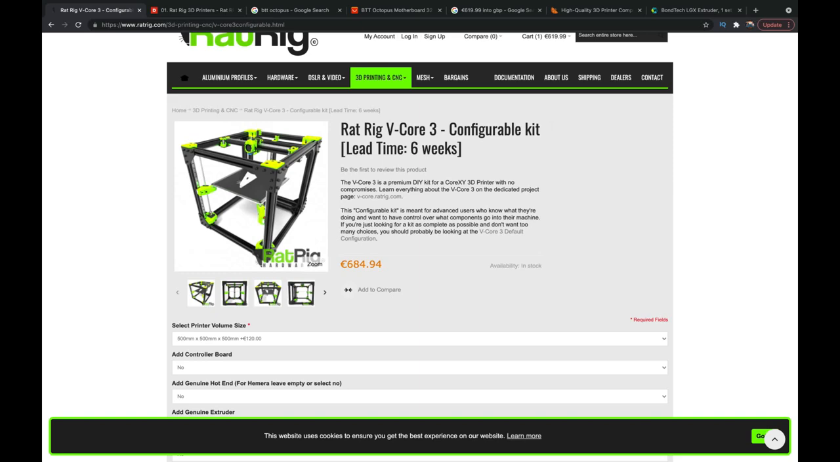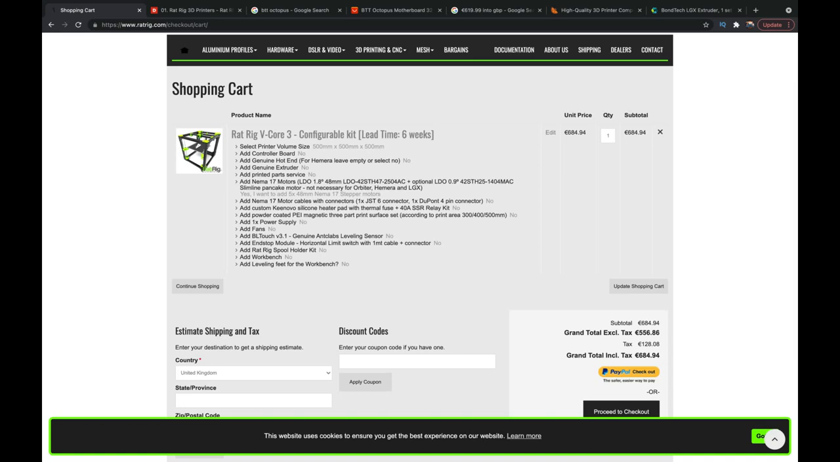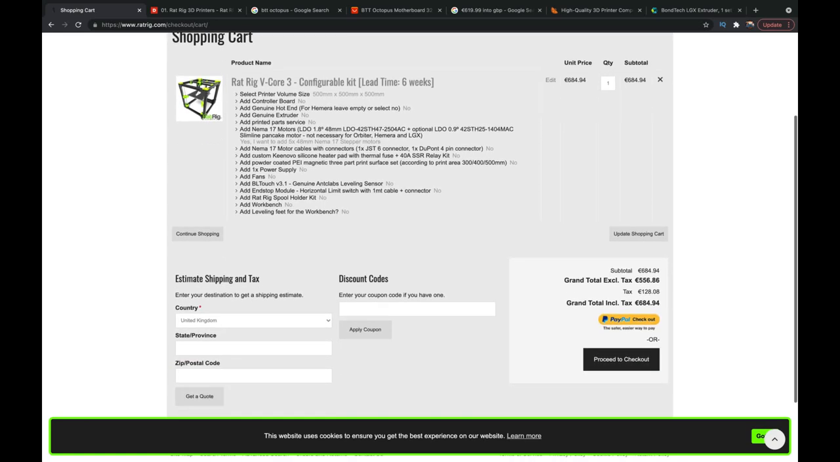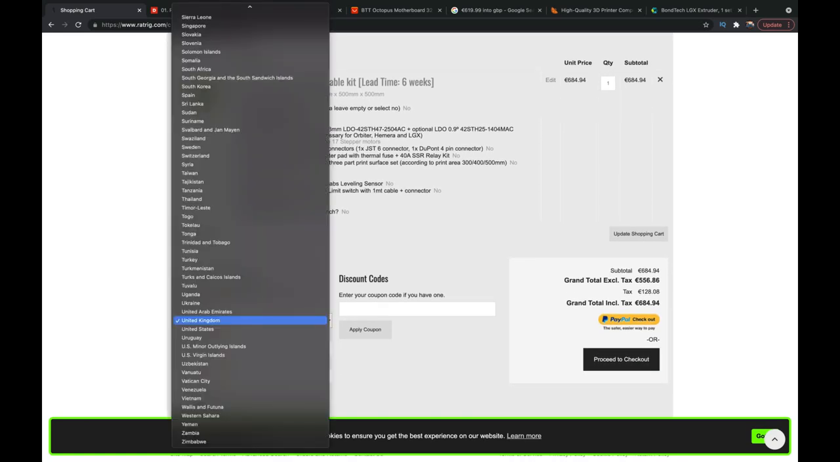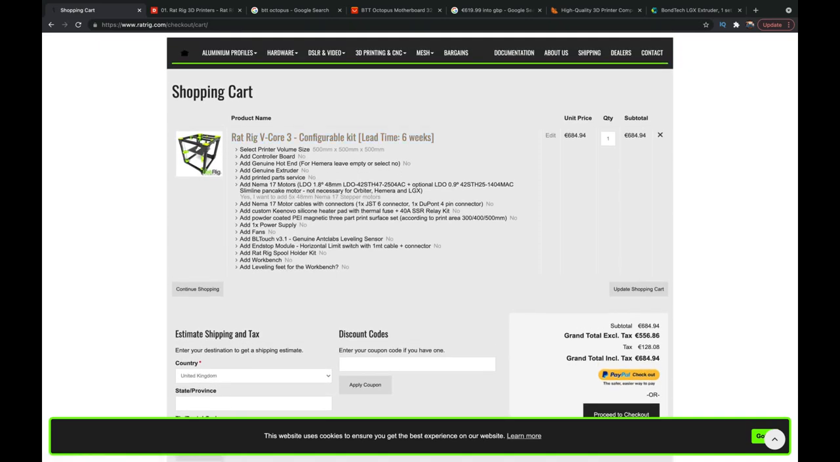Then, of course, you've got shipping on top of that and probably tax as well. So let me just add that to cart. Yeah, so we're looking at around about €700 plus the shipping then as well, depending on where you are. They ship all over the world, so that's fantastic. Can of course add a coupon here which will give you $25 off or 25 euros off, but this is the configuration that I would probably go with.